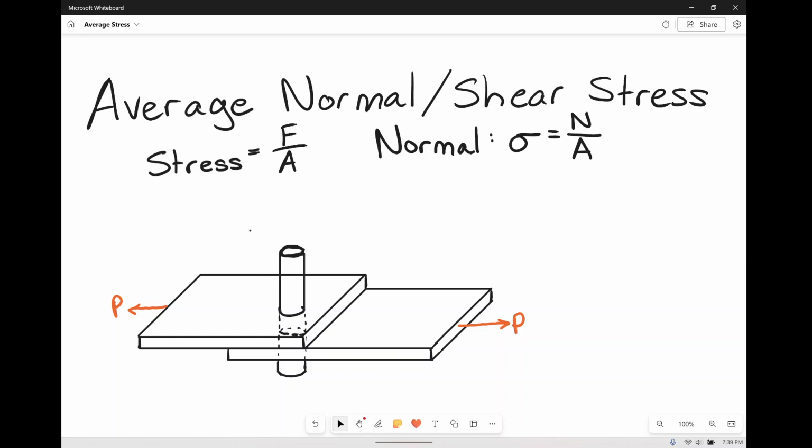Now, usually I'm not going to write it as N because that might be confused with newtons, so you're more likely to see it as P instead. But anyway, this is the normal force divided by the area, and the area is very specifically perpendicular to the normal force. So it is the area of the face that the normal force is sticking out of.